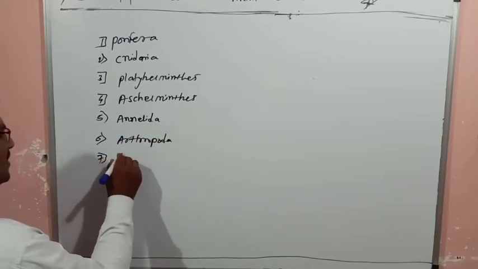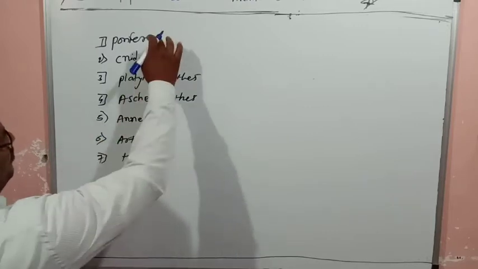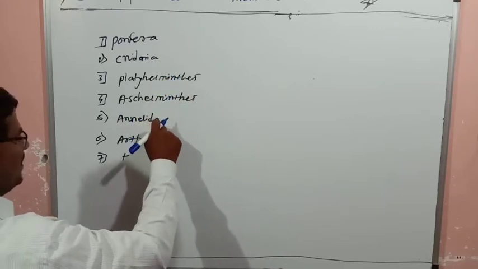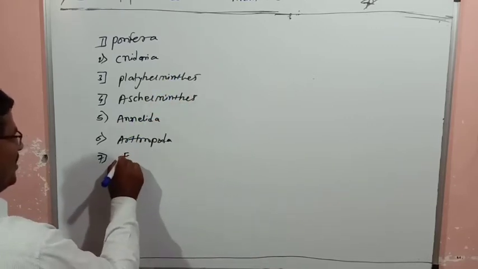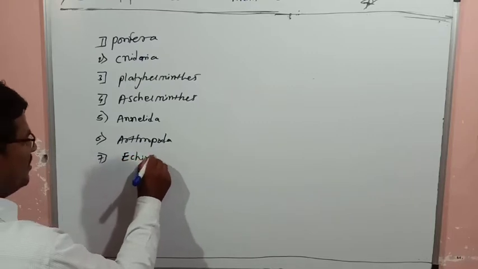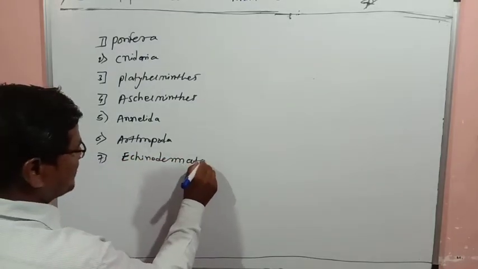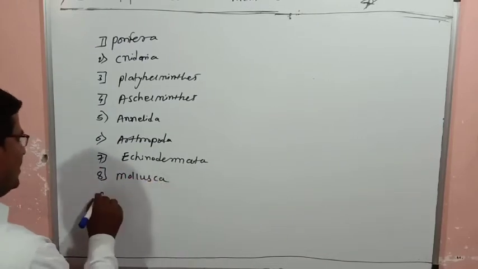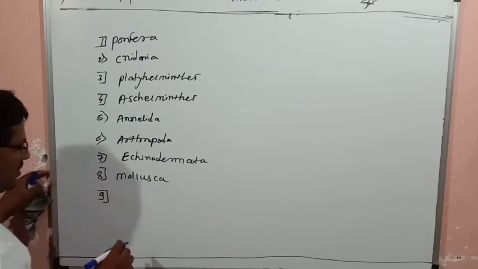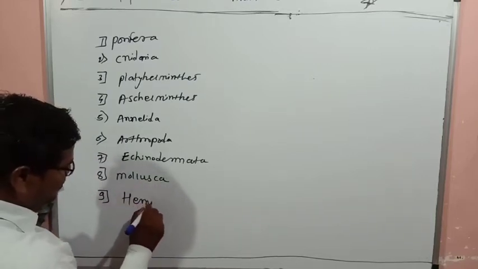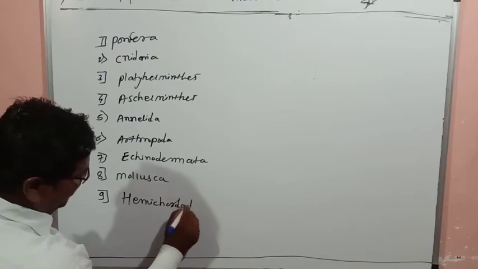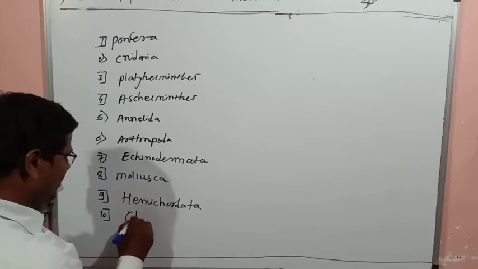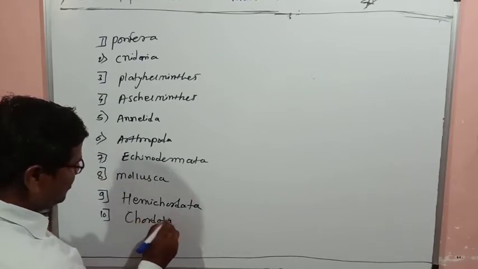Seventh one we have studied, Echinodermata. Eighth one we have studied, Mollusca. Ninth one we are going to study now, and that one is Hemichordata, and the 10th one we are going to study is Chordata.